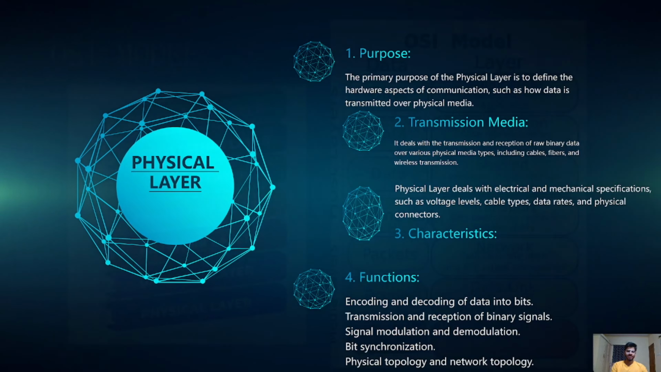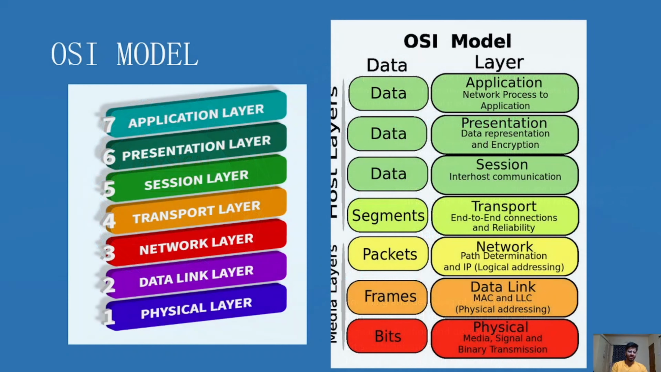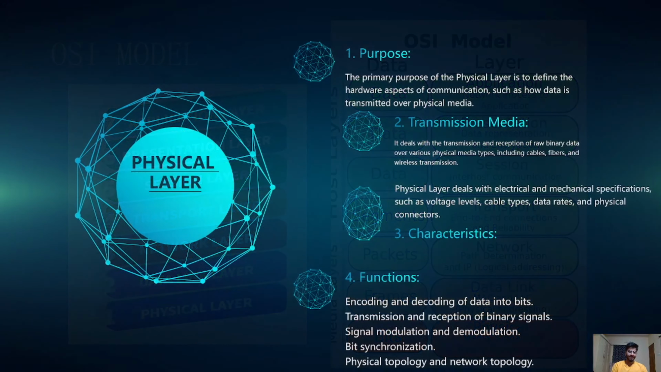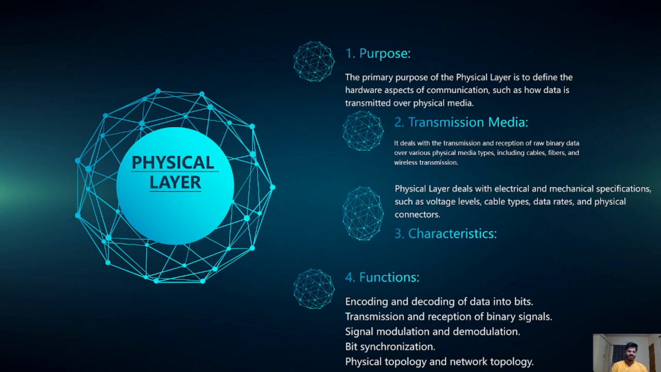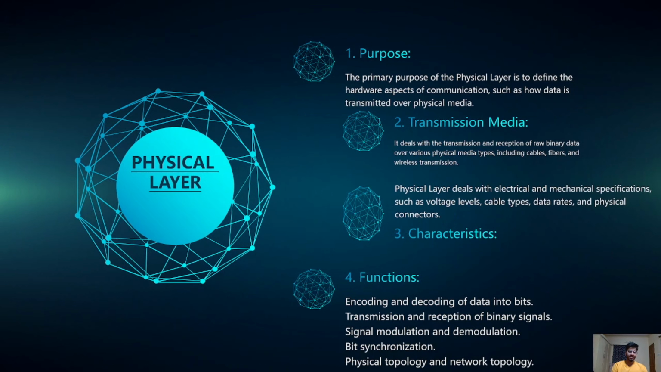The basic work of the OSI model is that it divides the whole task into 7 small and manageable tasks. Each layer is assigned a particular task. Each layer is self-contained so that the task assigned to each layer can be performed independently. The OSI model is divided into 2 layers, the upper layer and the lower layer. So we see all the 7 layers. The first one is the physical layer, the bottom one.